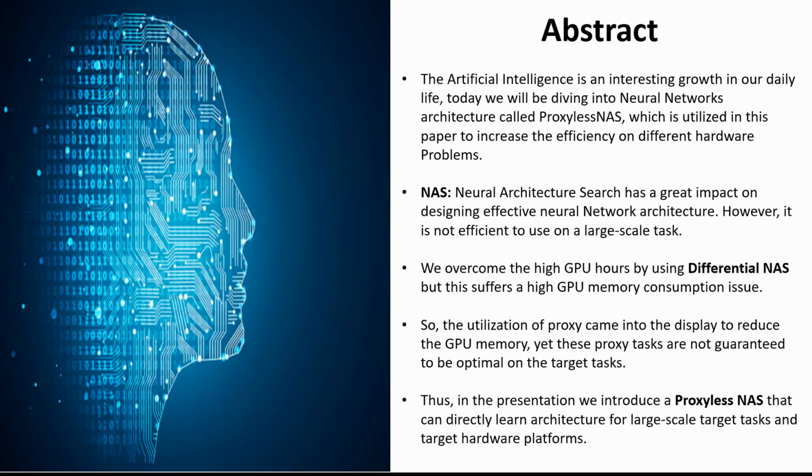To overcome this, we started utilizing something called differentiable NAS, but it also suffers from high GPU memory. To reduce the high GPU memory, we started utilizing something called proxy. Yet the proxy tasks are not guaranteed to be optimal. To overcome these, we introduce something called ProxylessNAS in this paper, which we'll be discussing in detail.